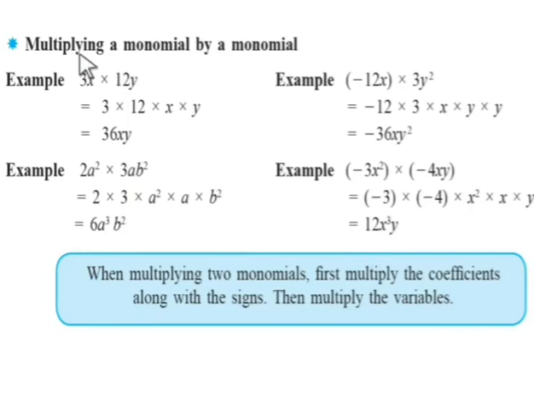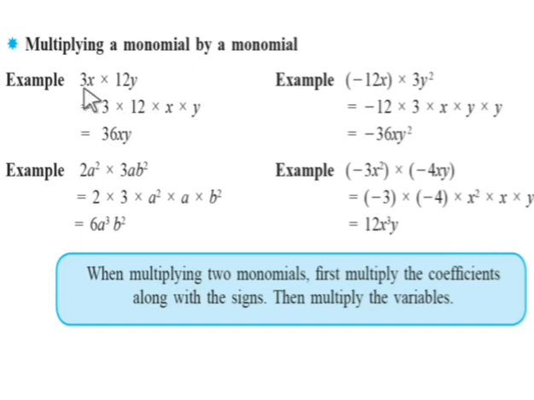Let us start multiplying a monomial by a monomial. So again, let's recall what is a monomial. If there is only one term, then we call the expression a monomial. Now here we are multiplying a monomial by a monomial. If you look at the first example, it is 3x multiplied by 12y. 3x is a monomial, 12y is also a monomial. Whenever we multiply any monomial by a monomial, we first multiply their coefficients and then we will multiply their variables.